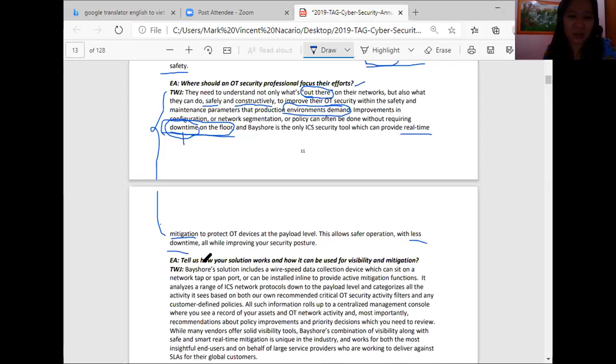And all while improving security posture. Okay, I think Bayshore Network is one of the companies that provides a good service. Yes, it is a well-known company in this report.